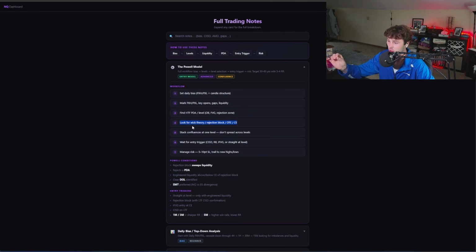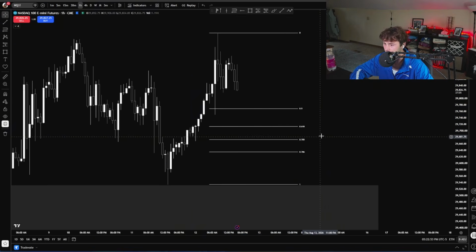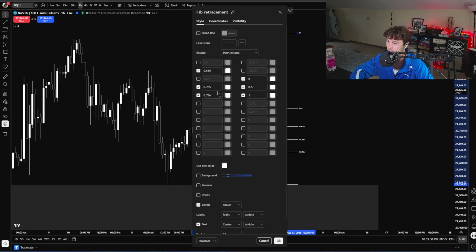Now, number 4 is look for wick theory / rejection block, OTE, CE. So what does that mean? We already kind of covered that in the last one, but again, it's just pulling this fib here. That's the fib tool. So OTE is going to be this range here. And here are my fib settings if you want to see them.